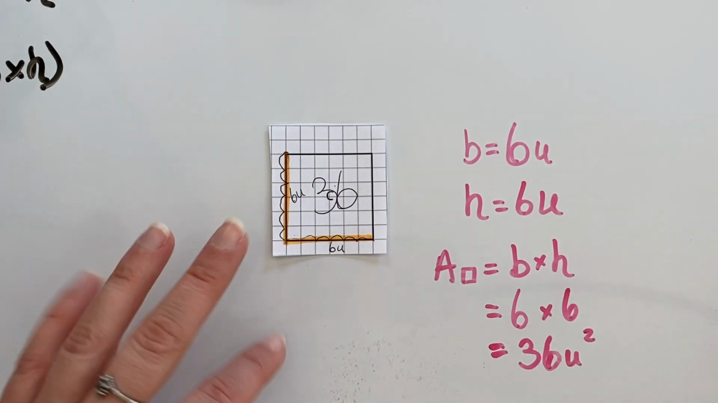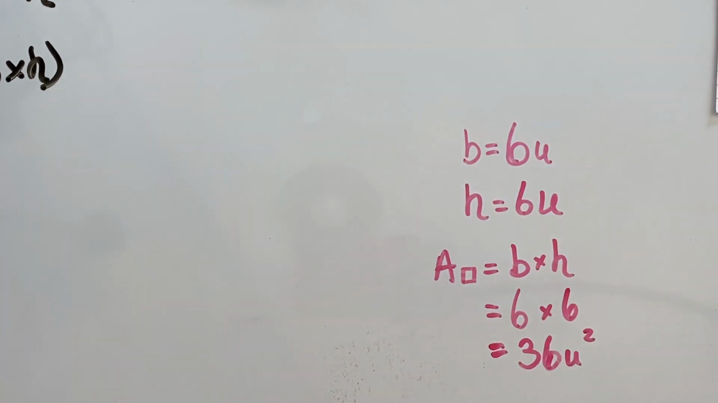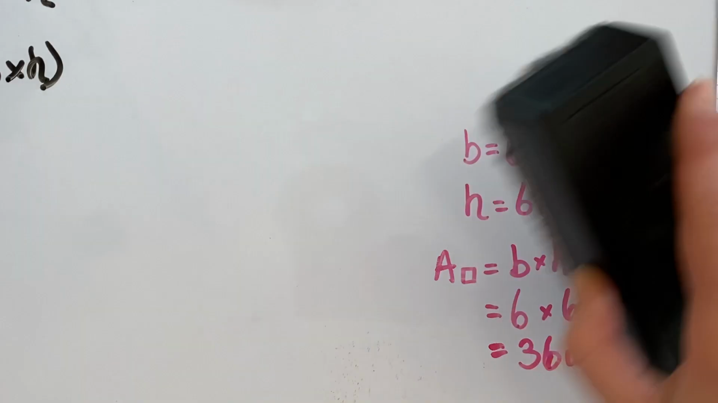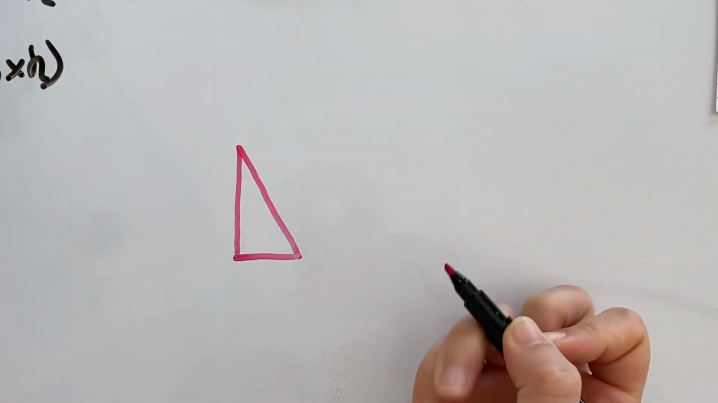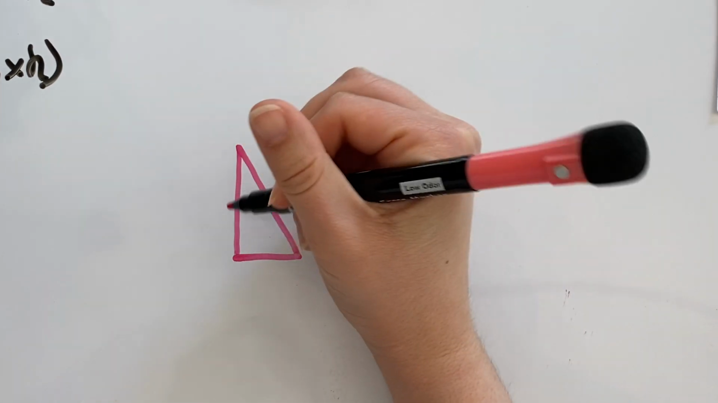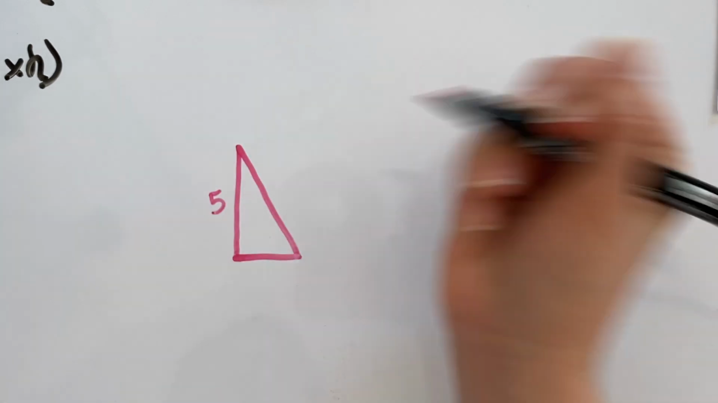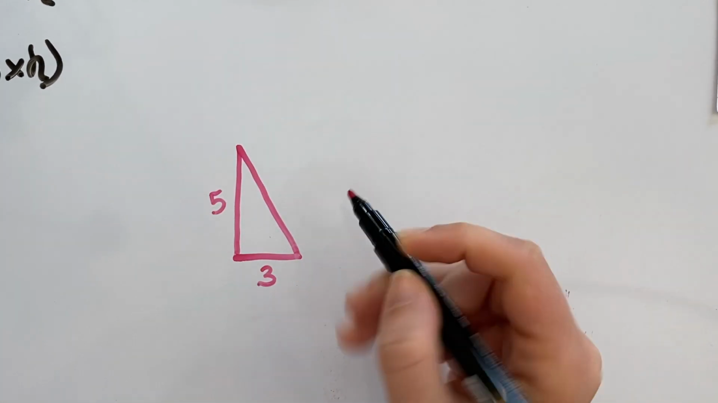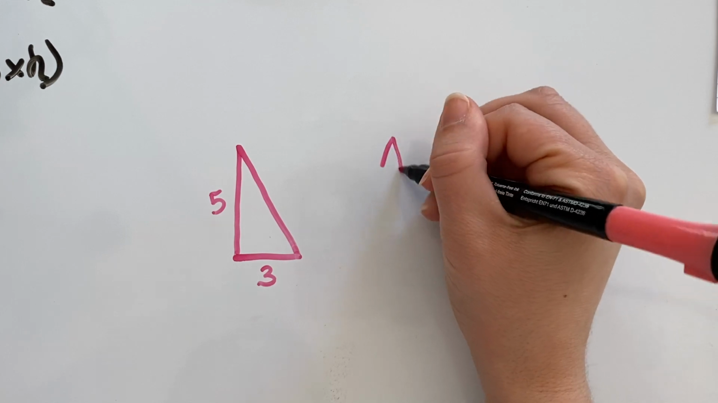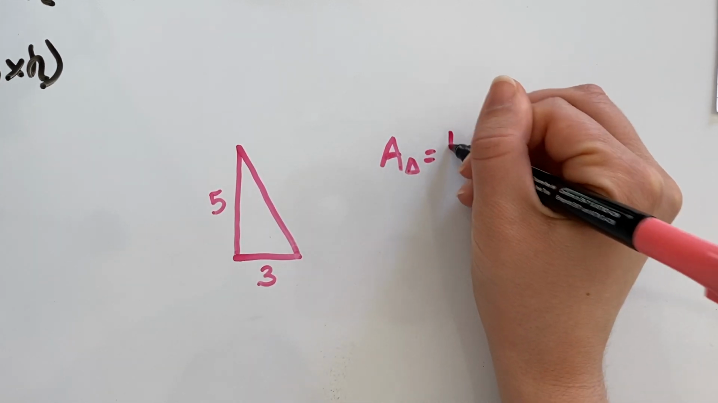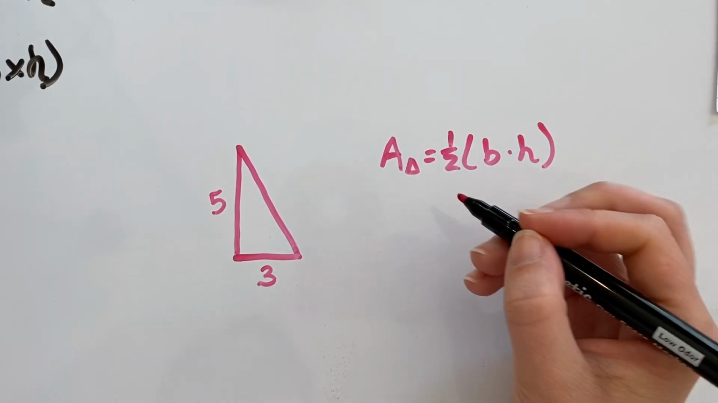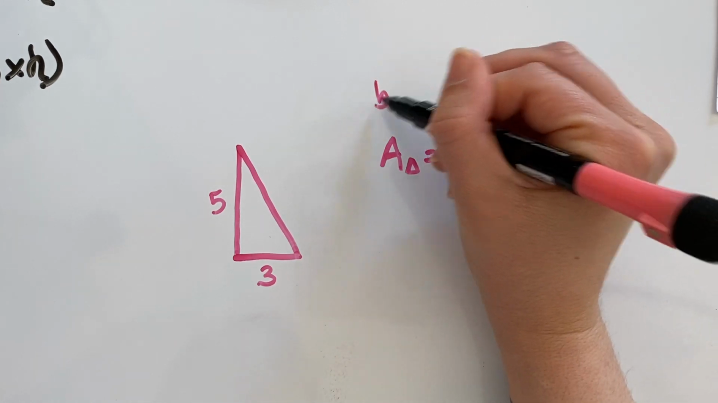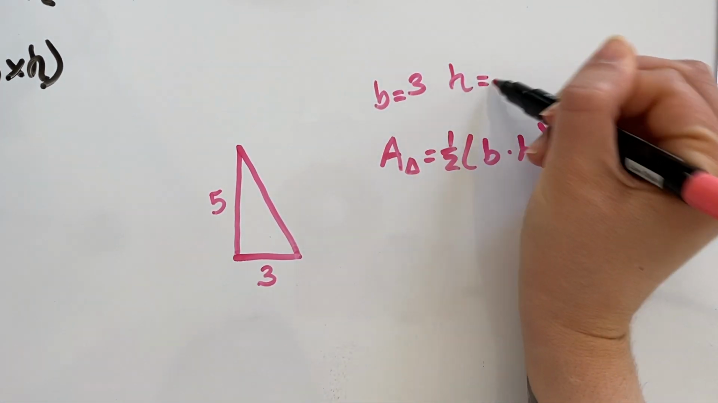Let's quickly do an example of a triangle. I'll have to draw a triangle. So here's a triangle. I'll make it have a height of 5, base of 3. So let's put this in my formula. The area of a triangle equals 1/2 base times height. That dot means multiplication. So my base is 3. My height is 5.